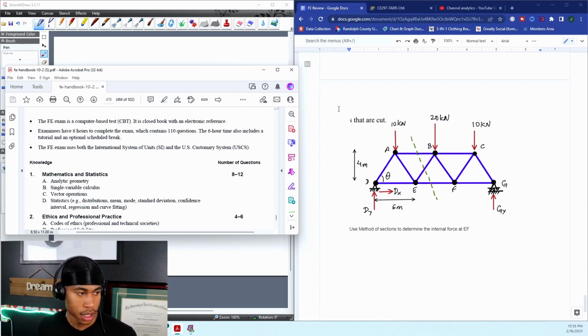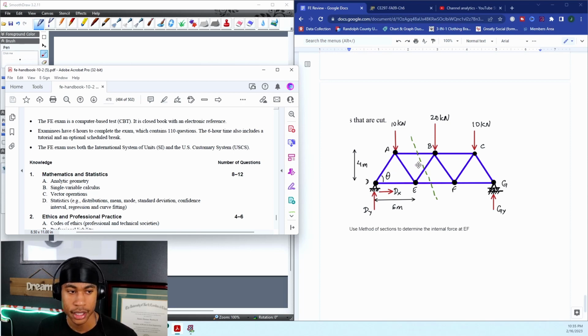A few things that I'm thinking here, just off the top: it looks like there are some unknowns for my pin and my roller, so that's something to keep in mind. And I know that I'm going to have to cut this and break it up into parts.